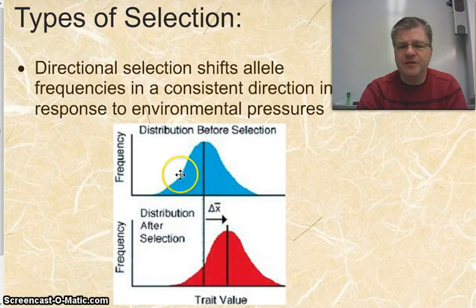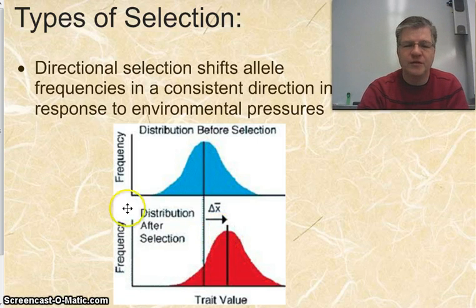So maybe this is a fish species, and we're mapping out the speed at which they swim. Most of the fish are average swimmers, but over time, as more and more slow swimmers get eaten by predators, that whole population is going to evolve to become faster and faster swimmers. That would be directional selection.